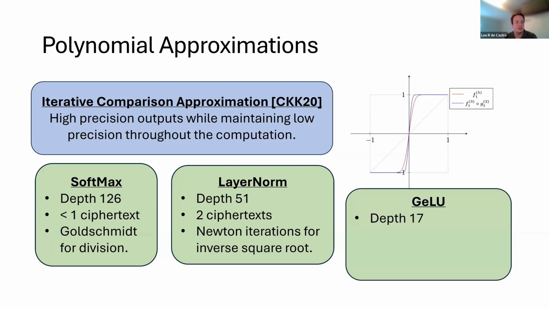And then finally for the GLU, this has relatively low depth, although the input is spread across many ciphertexts. The reason the depth is relatively low is because we're really just using a piecewise approximation of the tanh function, where we take the function and break it up into buckets. Each individual bucket can be well approximated by a low degree polynomial, and then we use the comparison function to sort the input into the appropriate bucket.